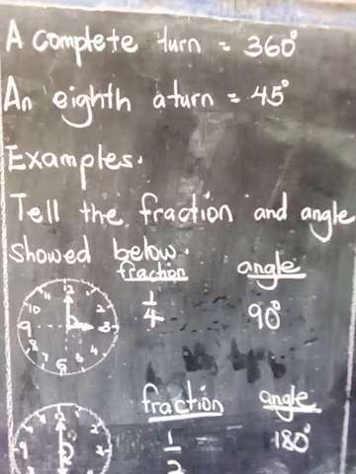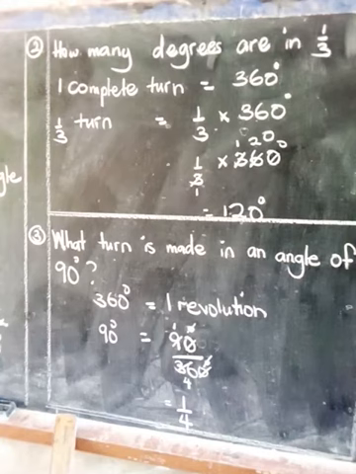Then we come to the second example. The second example is saying, how many degrees are in a third of a turn? Remember, a complete turn is equal to 360 degrees. Then we say a third of a turn will be equal to the fraction given to you times the 360 degrees, which make a complete revolution. So we have a third times 360 degrees.